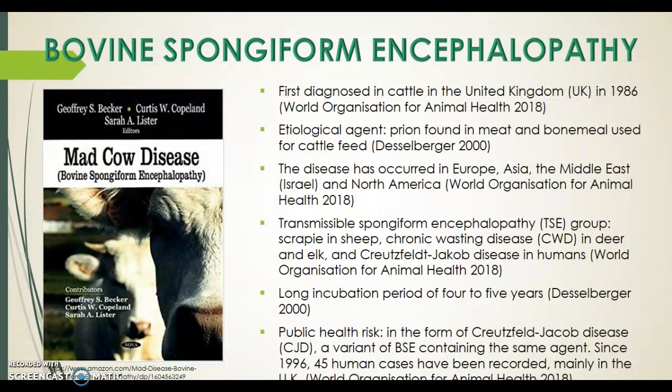It has a very long incubation period of 4 to 5 years. And it's a public health risk, basically in the form of Creutzfeldt-Jakob disease, because it's a variant of bovine spongiform encephalopathy. It contains the same agent. Actually, since 1996, there have been 45 human cases recorded, obviously mainly in the UK.